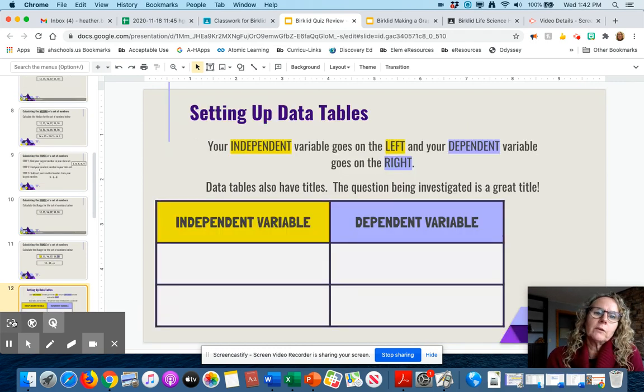Okay, the next thing on the quiz tomorrow is how to use a data table. The first thing you need to know is that when you're making a data table, the independent variable always goes to the left and your dependent variable goes to the right. And then you need to put a title on it. And the title, I've said this many times, just take the question and put it on top. Your question has both parts that you need. It has the independent and the dependent variable, so make sure you include both of those in your title.